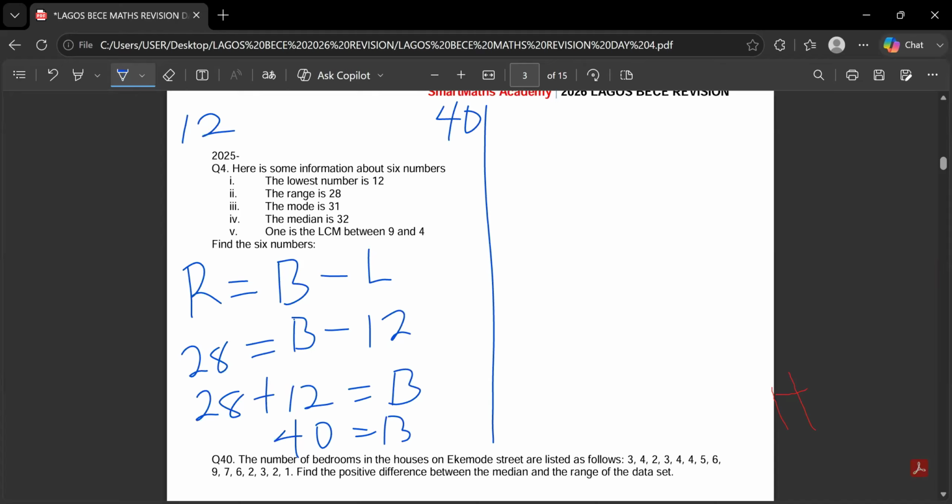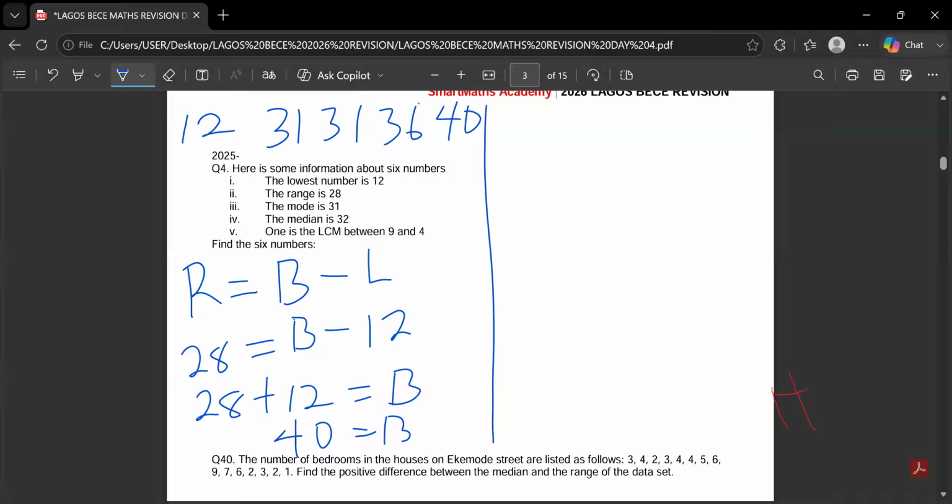The mode, which is 31, means 31 appears more than once. So let's say we have 31 twice. So how many numbers remain now? 2 numbers. Then the next one is the LCM of 9 and 4. So what is the LCM of 9 and 4? It is 36. I hope I'm making sense.